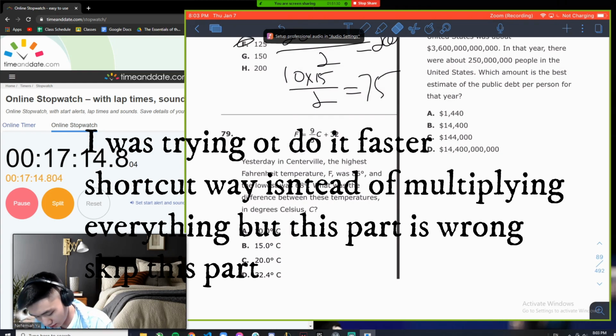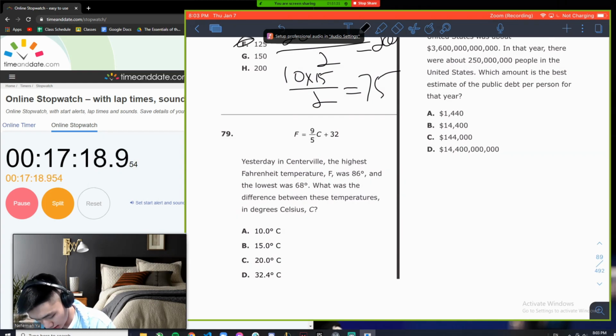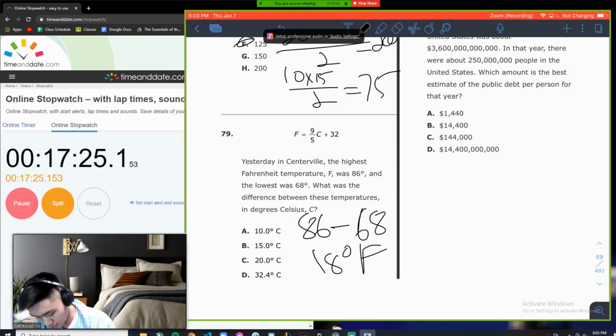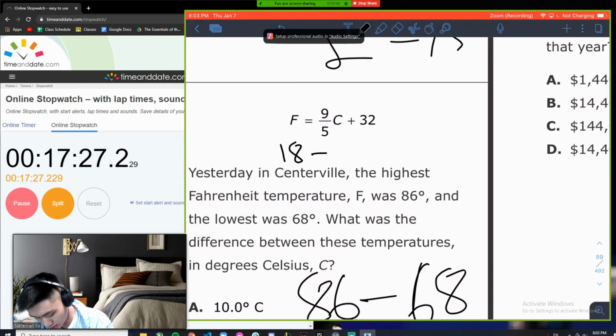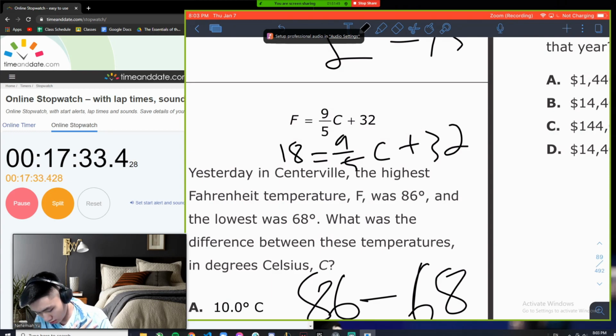Okay, you can just find the difference first. I'm so dumb. It's 86 minus 68, which is 18 degrees Fahrenheit. And then plug it in here. So 18 equals 9/5 C plus 32.